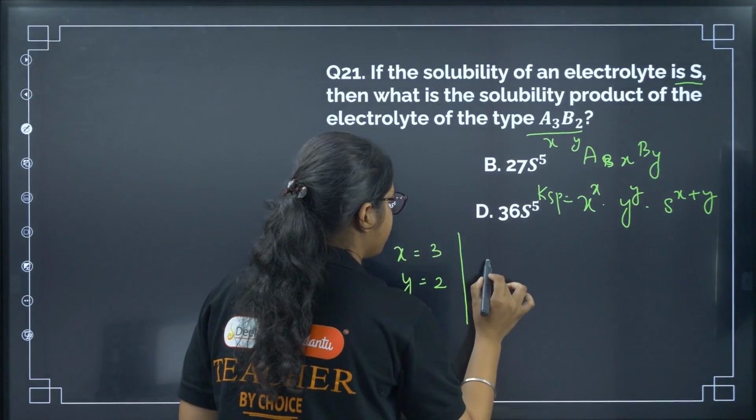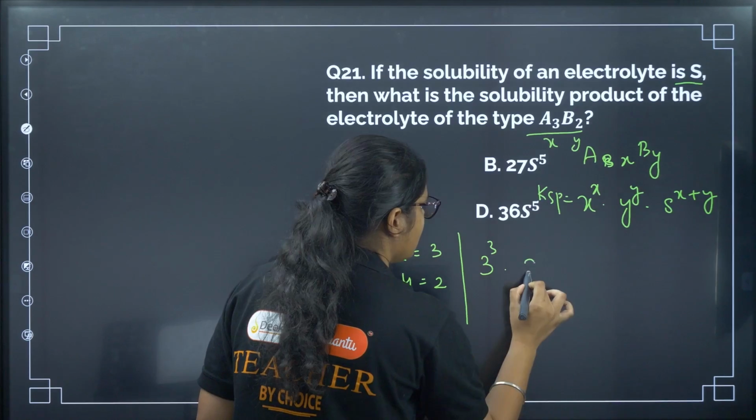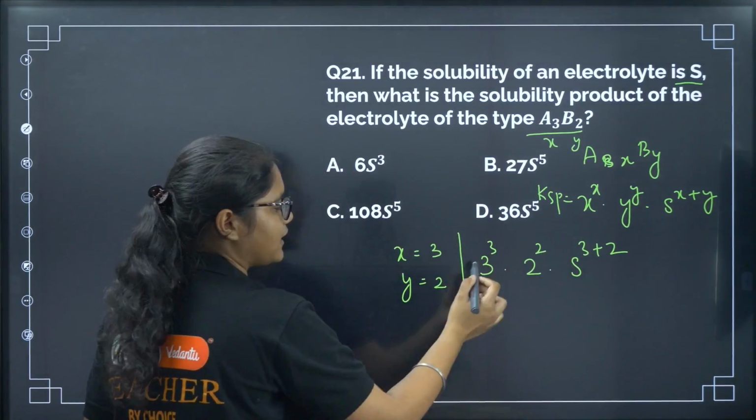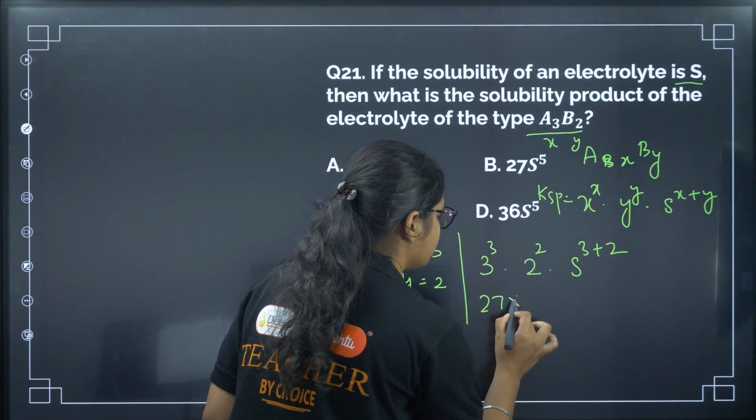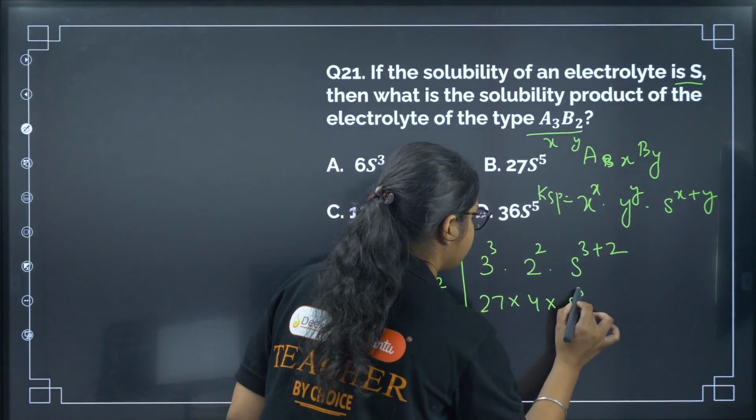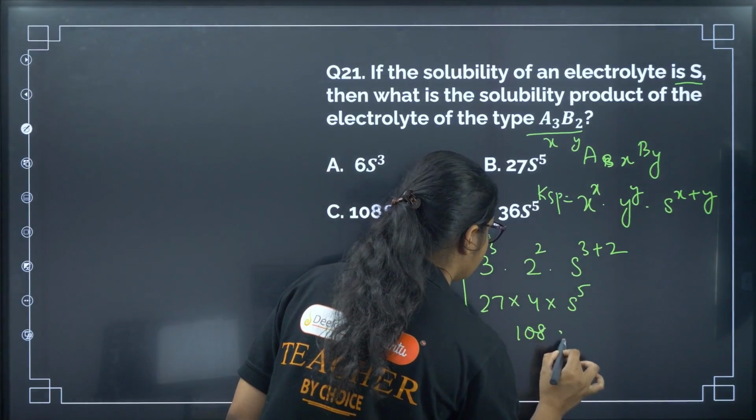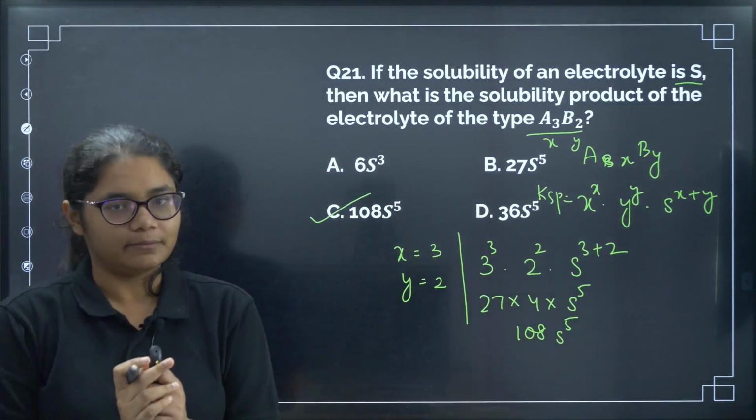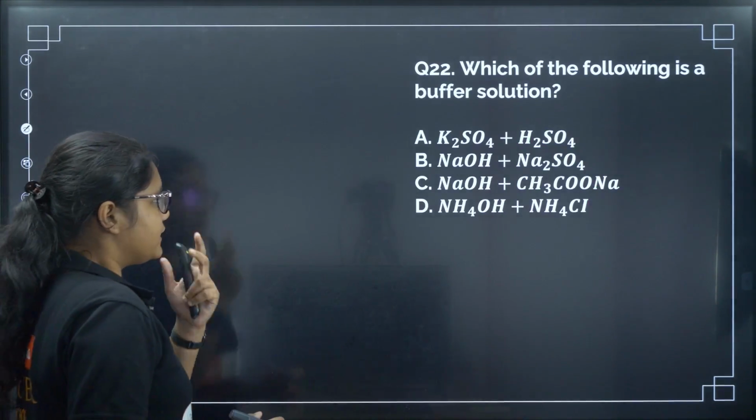Now if I substitute the values, 3 to the power of 3, 2 to the power of 2, s to the power of 3 plus 2. So 3 threes are 9, 3 nines are 27, into 4, into s to the power of 5. That is 108 into s to the power of 5. The correct answer for this question will be option number C. Now let us see the next question.